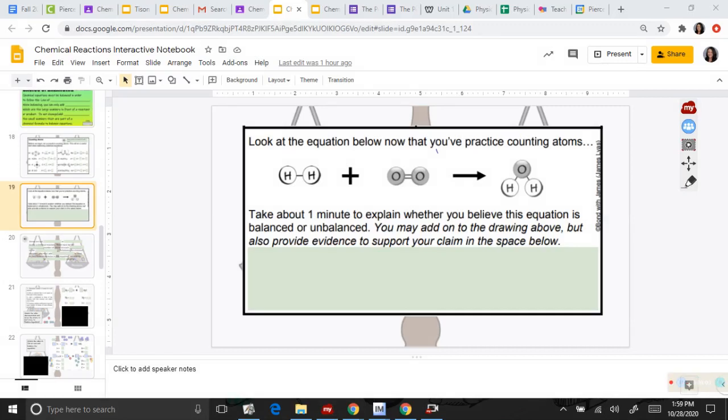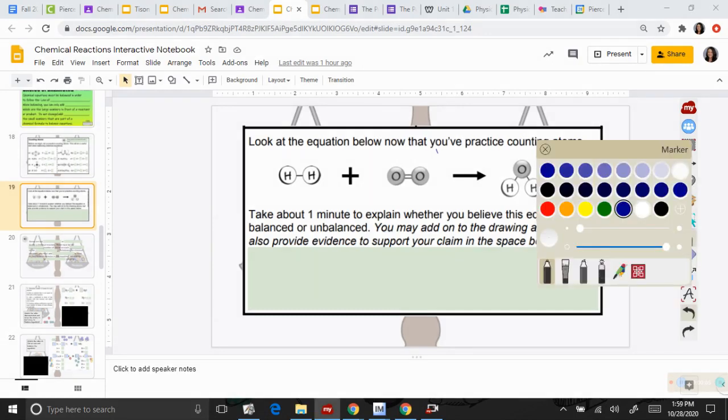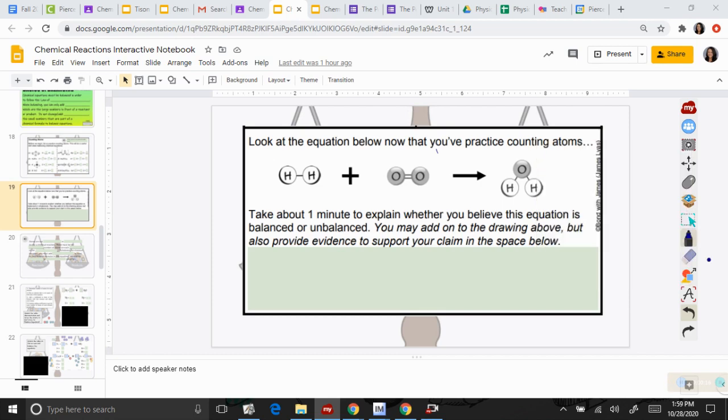Guys, yesterday we talked about balancing chemical equations. So today we're going to look at whether or not equations are balanced. If we look at this equation right here, you'll see that we have some elements, and it's really important that you can count how many. So I have two H's. Balance means it's going to be equal on both sides. I have two H's here, two H's here, so my H's are equal.